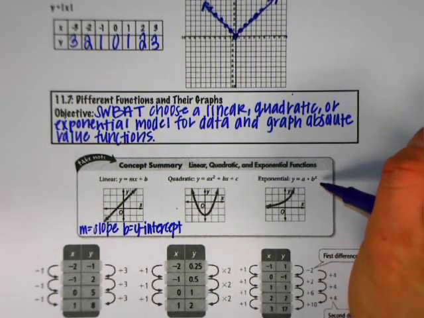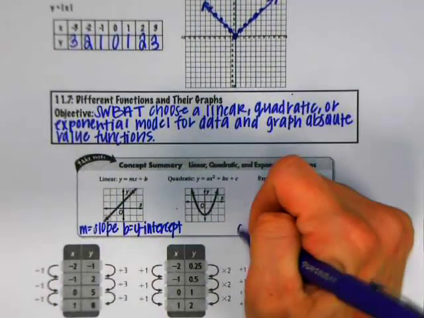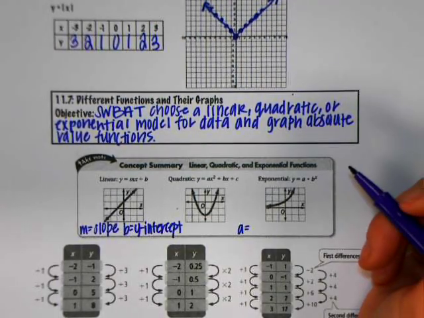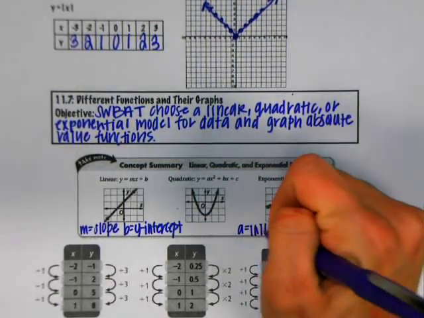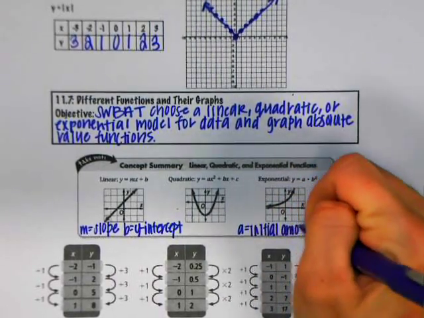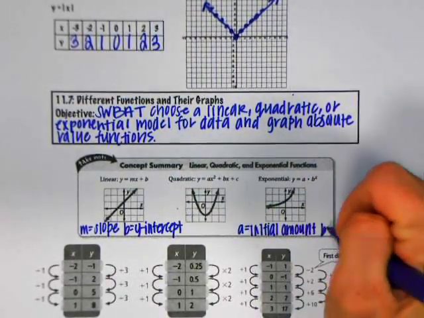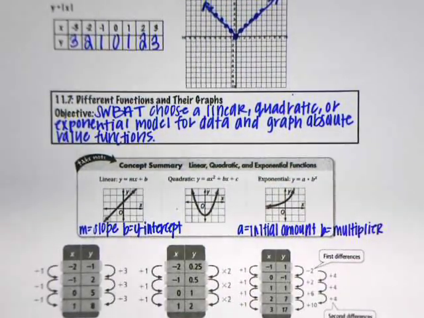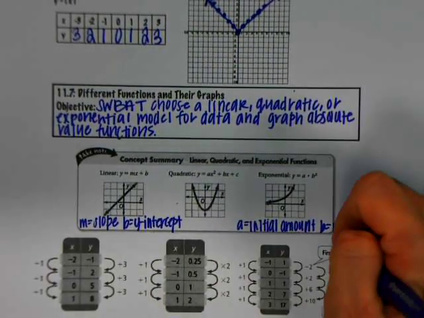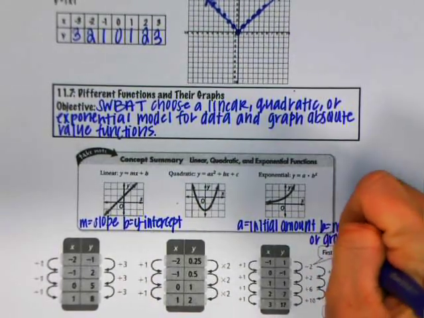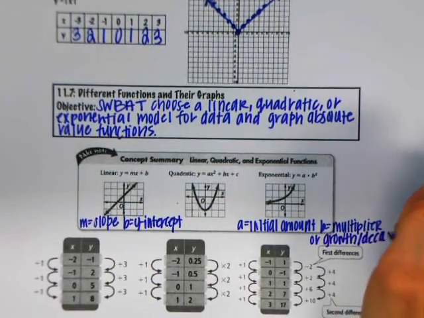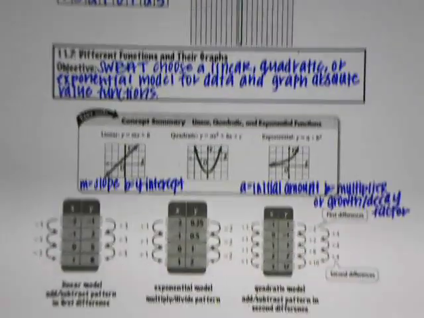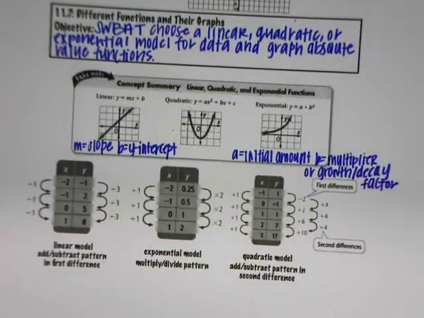And then exponential, we did. Does anyone remember what a is for exponential? So it's the initial amount, whatever you start with. And then b is going to be the multiplier, or the growth or decay factor, if you're doing exponential growth or decay. Basically, the starting amount and then how it increases or decreases. Okay?